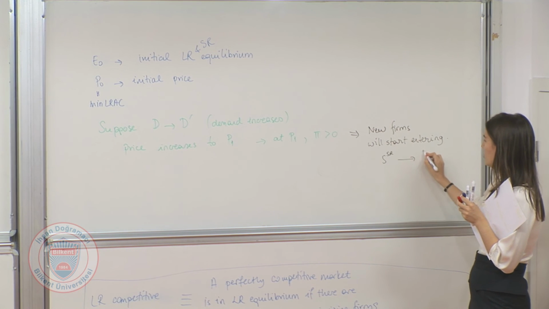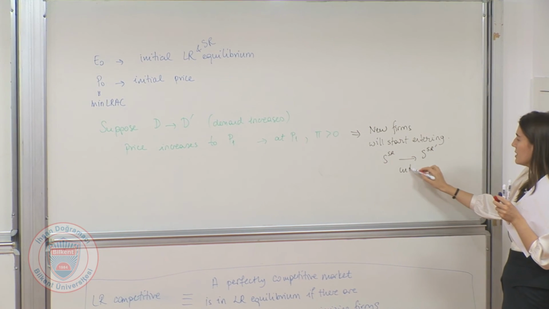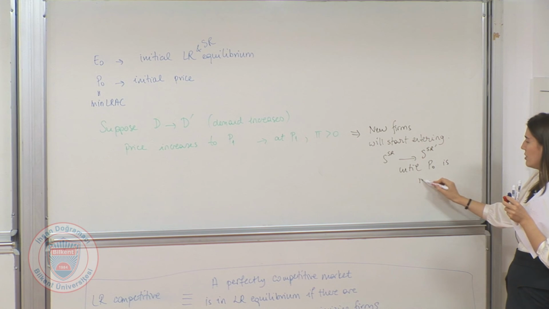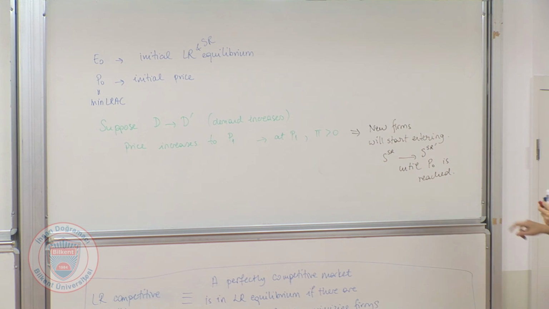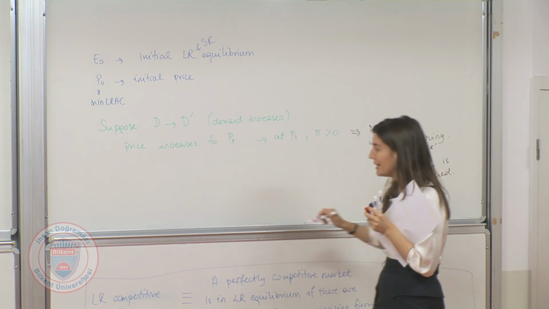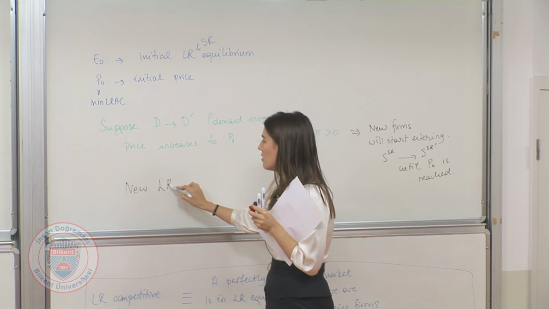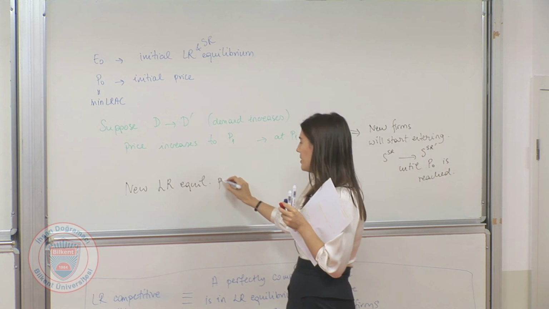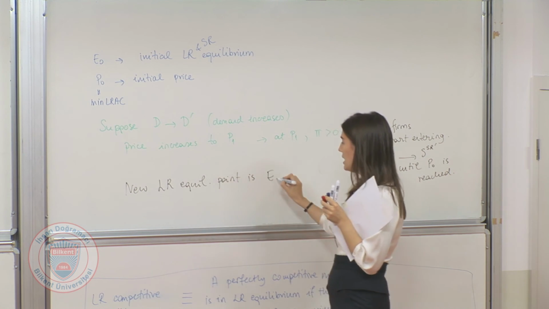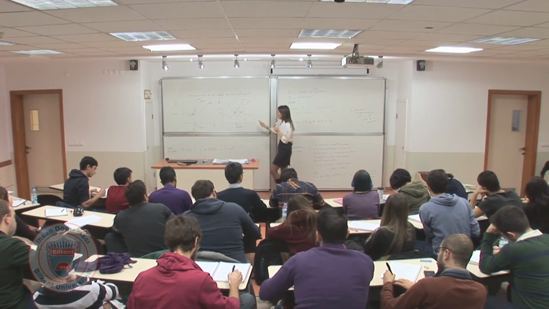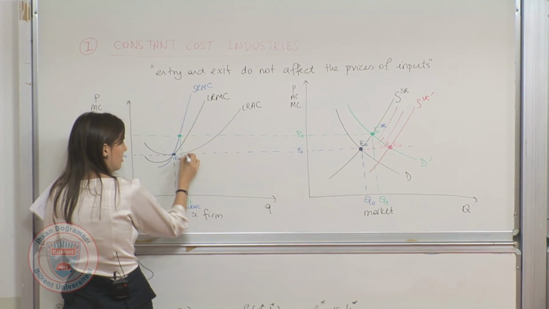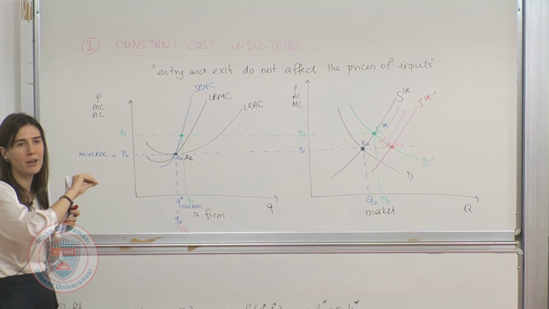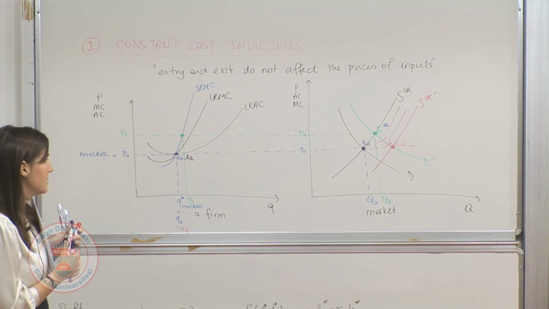S short run will go to S short run prime until P0 is reached, right? You can write down the story. And then until profits are again 0. Until P0 is reached, then the new long run equilibrium point is E2, right? As you said, hocam, this is going to be E2. And I can say that this is E0, E2 here as well, right? We go back for a firm, back to the original place.